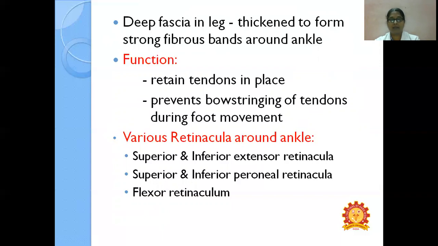So what is the function? Already we have seen it. It retains the tendons in place. It prevents bowstringing of the tendons during the movement of the foot.